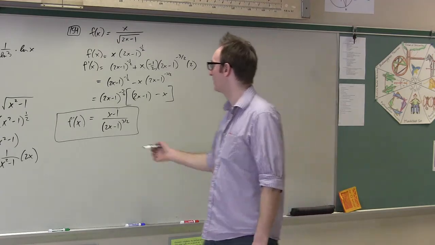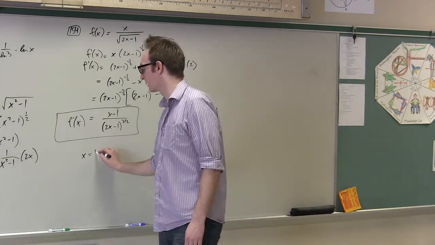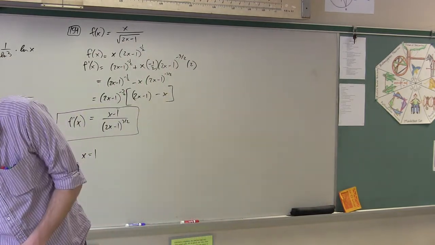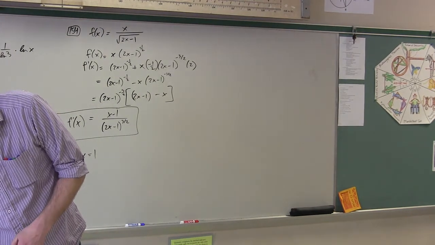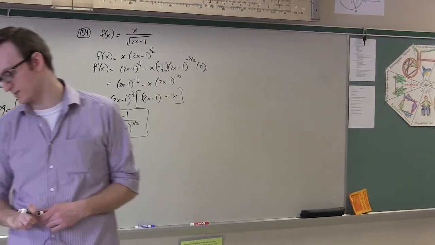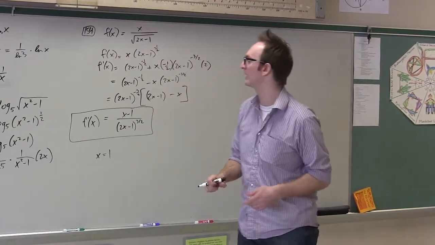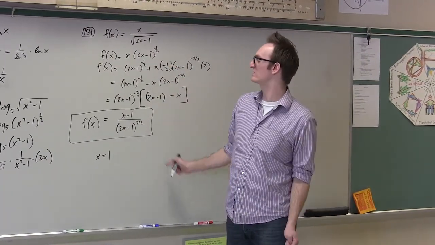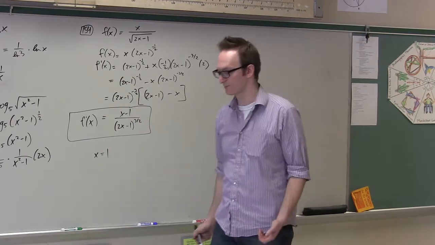When is the derivative 0? When x is 1. And I think that was all it asked for, right? Where are the points at which the function has a horizontal tangent line? The function will have a horizontal tangent line when the derivative is 0, and the derivative is 0 at just one number, x is 1.